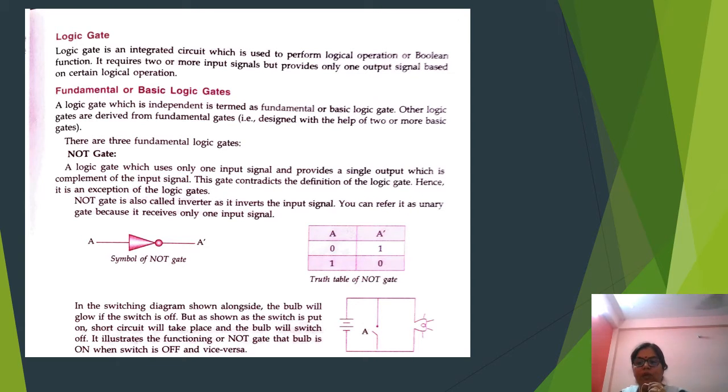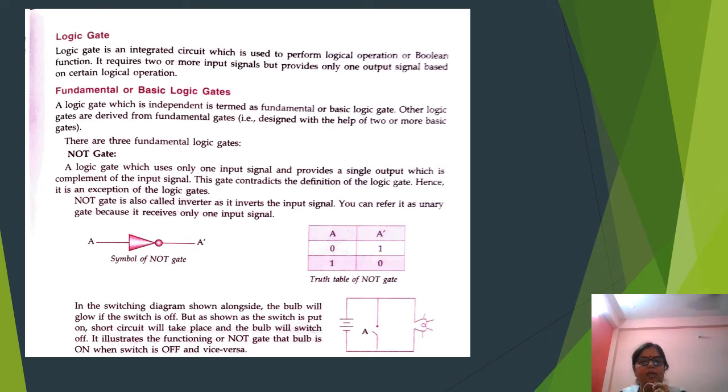First, we are going to study some fundamental, or in another word, basic logic gates. There are three types of fundamental logic gates: NOT, AND, OR. A logic gate which is independent is termed a fundamental or basic logic gate, meaning this logic gate is independent on its own. A derived gate is designed with the help of two or more basic gates. Now there are three fundamental logic gates.